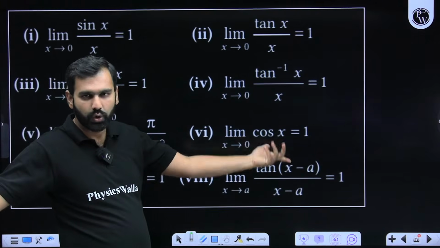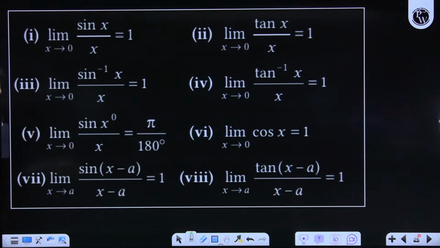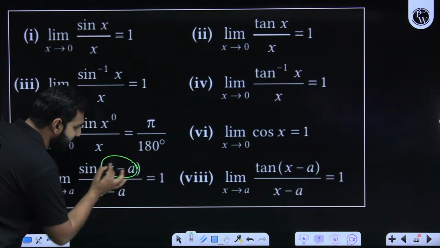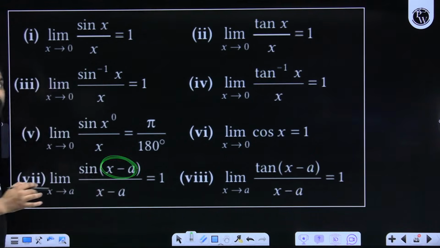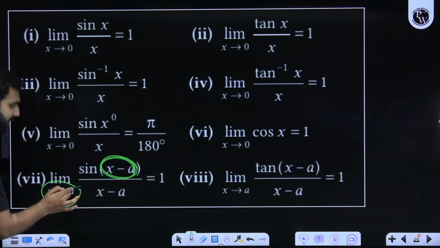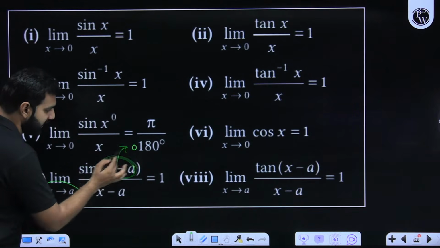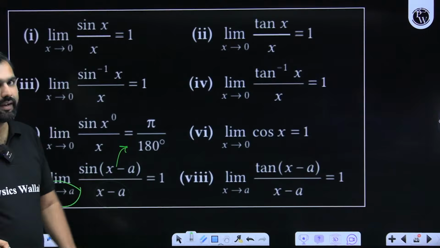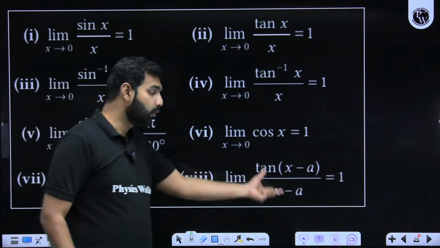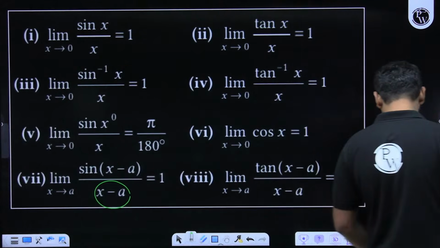When x approaches 0, cos x is 1. I need not explain this part. Let's say instead of x, sin of x minus a is given. And if x is approaching a, this will be approaching 0. So this is again sin 0 upon 0. With that, you approach 1. Same holds true for this tan formula as well.